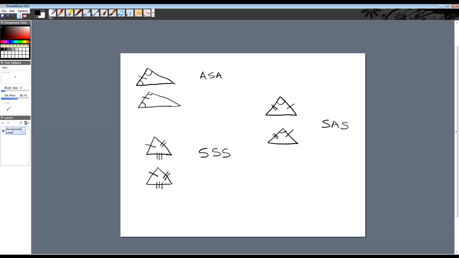The book uses an example of the triangular supports of a child's swing set, that the two ends of the child's swing set would be congruent because they are exactly the same dimensions.